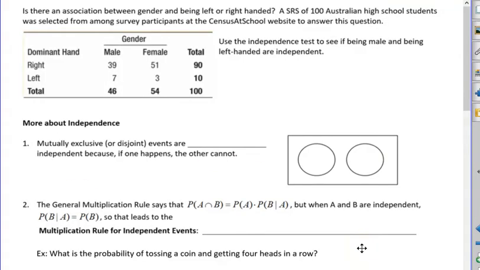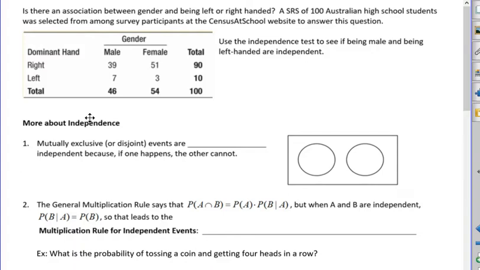Now let's look at a two-way table of data, which shows a person's gender and whether their dominant hand is their right hand or their left hand. Is there an association between gender and being left or right-handed? A simple random sample of 100 Australian high school students was selected from among survey participants at the Census at School website to answer this question. Use the independence test to see if being male and being left-handed are independent.